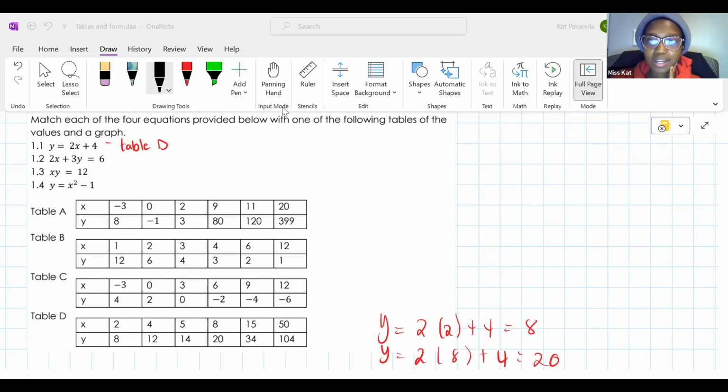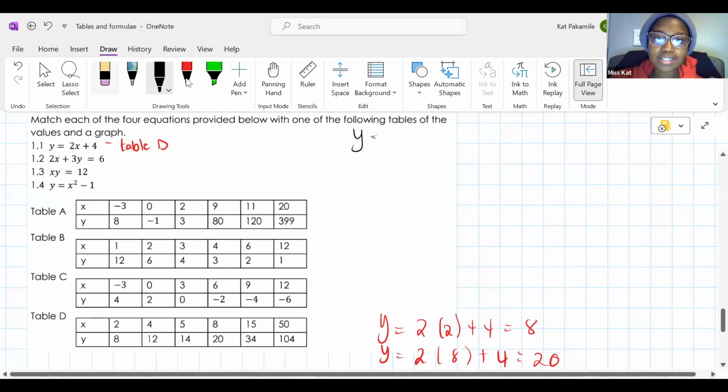Oh, they went quiet. Someone said it. Mamela said, find the rule. Guys, how are you going to do it if your input and output are on the same side? I suggest you put it in standard form. So put it in a way that says y equals something so that you can compare your x's and y's.